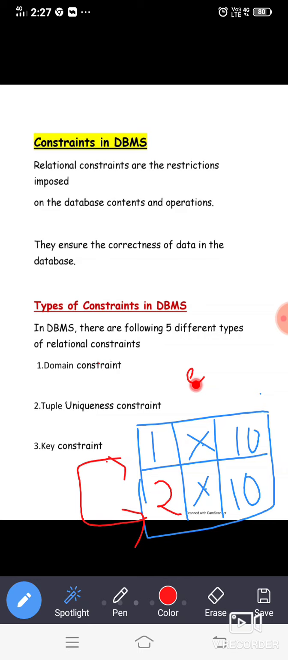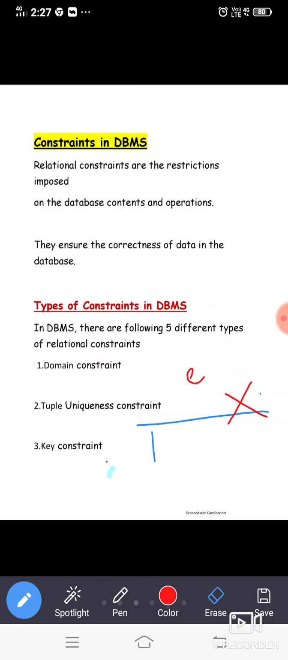But they should not have the same values, 1x10 and 1x20. This is violating the rule of the tuple uniqueness constraint here.